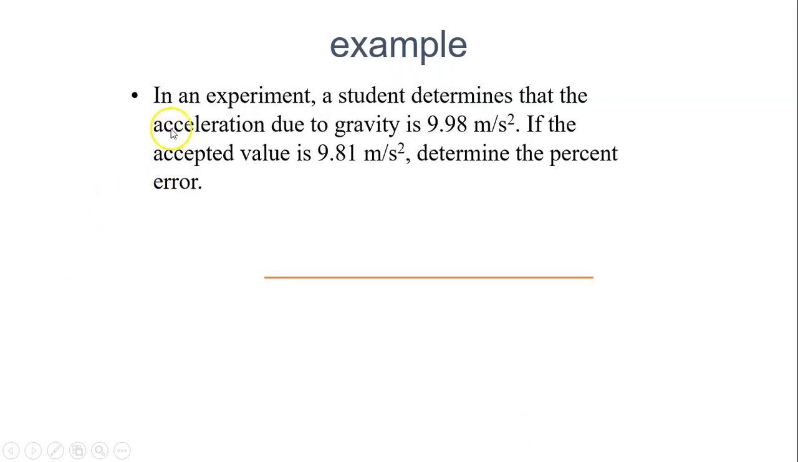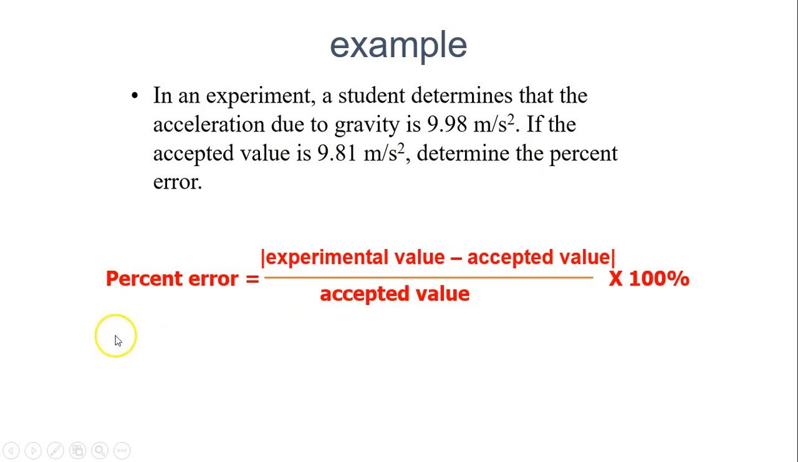For example, in an experiment, a student determines the acceleration due to gravity is 9.98 meters per second squared. If the accepted value is 9.81 meters per second squared, determine the percent error. The equation is: absolute value of experimental 9.98 minus accepted 9.81, divided by accepted, then the whole thing times 100%. So after you plug everything in, you should have 1.7%.